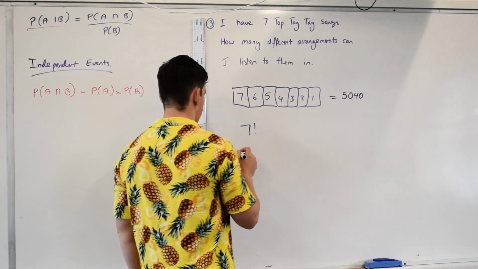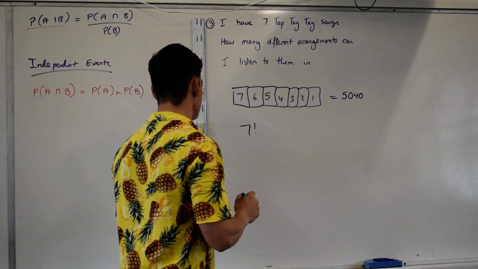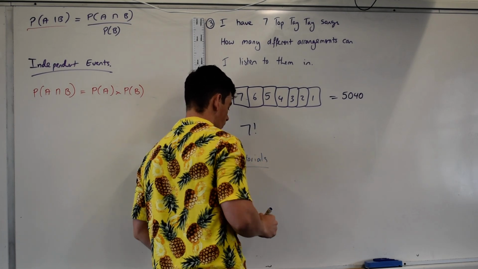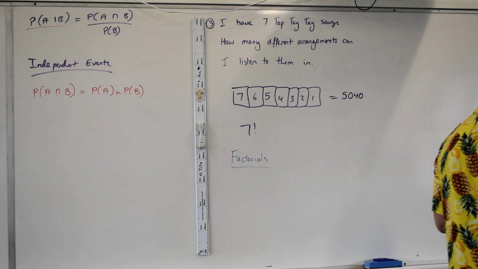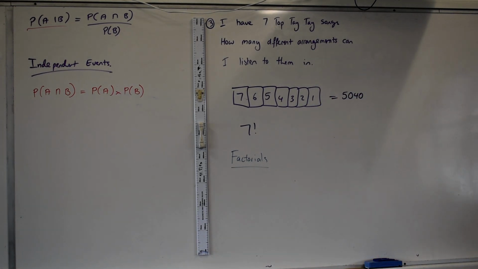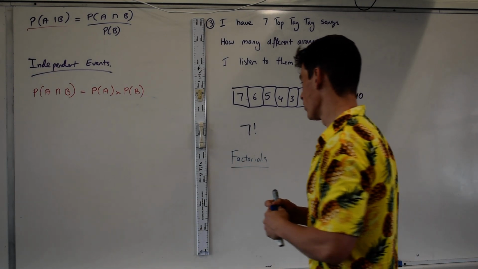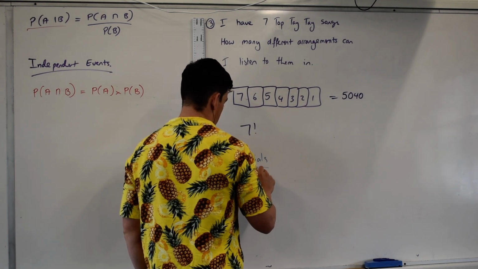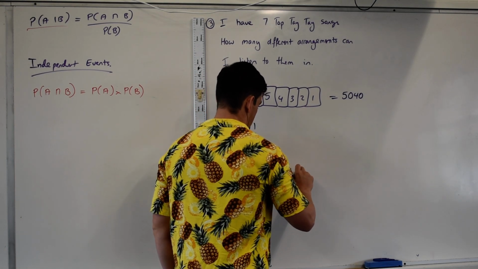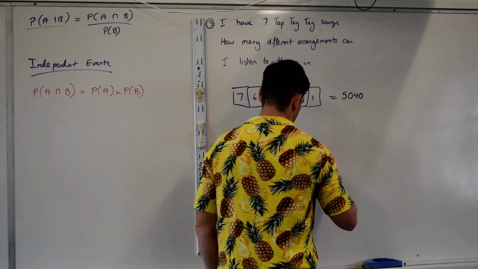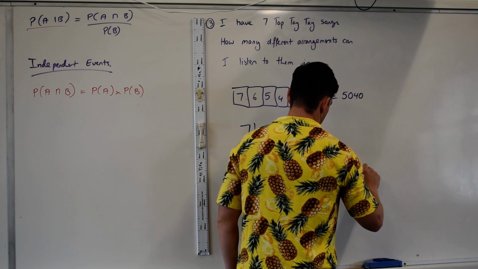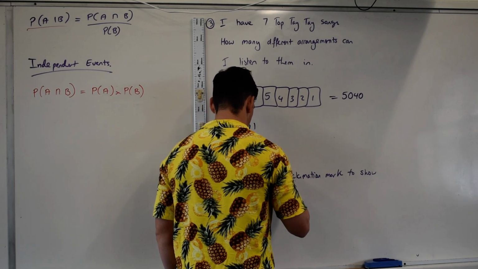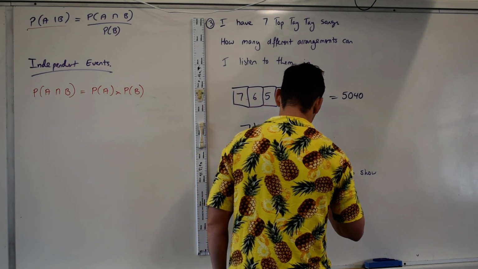Anyone know how we could write this differently? 7 factorial, very good. This introduces me to my factorials. I want you to write out, so I'll do a separate thing here, right? But factorials, they have particular importance in probability. You'll probably see why, but I just want to introduce the idea of factorials and what they are. We use an exclamation mark to show progressive reducing multiplication.